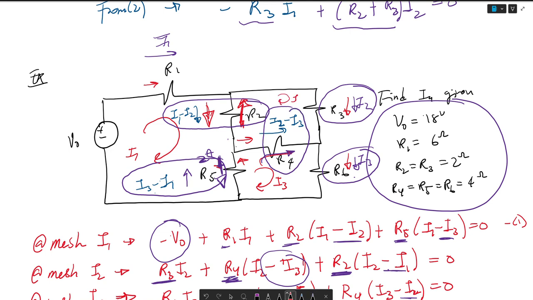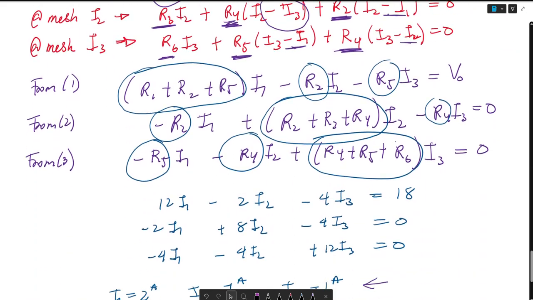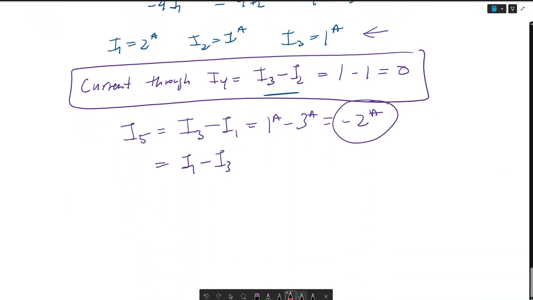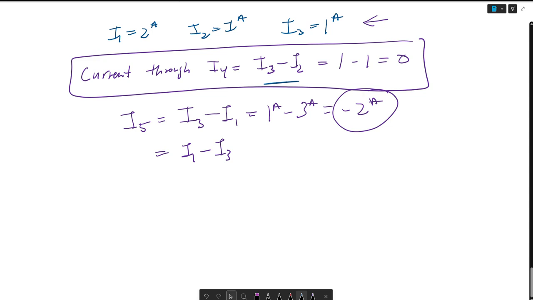So again, these methods are very, very important: nodal analysis and the mesh current. We will be using these all throughout this lecture series. So it's very important that we know and understand them.